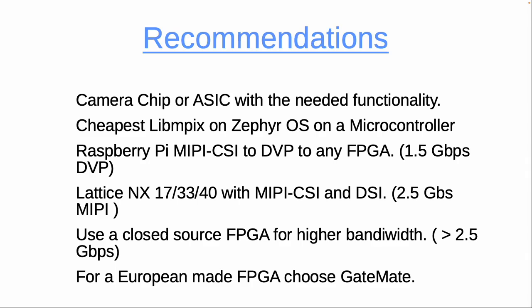If you need higher bandwidth, the Lattice NX 17/33/40, MIPI CSI and DSI, they support 2.5 gigabits per second MIPI. The 33, you can get the USB. If you need higher bandwidth than that, then you need a closed source FPGA. And of course, for the European-made FPGAs, choose GateMate.